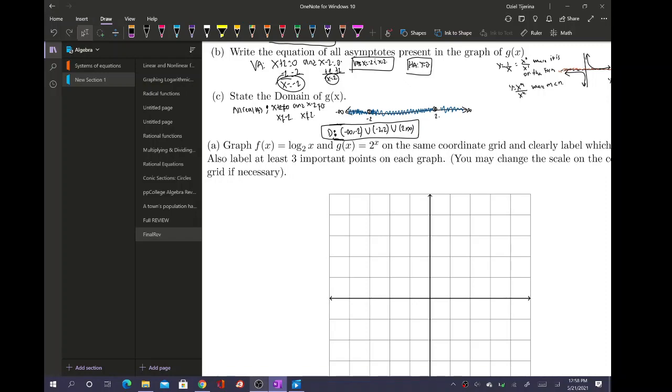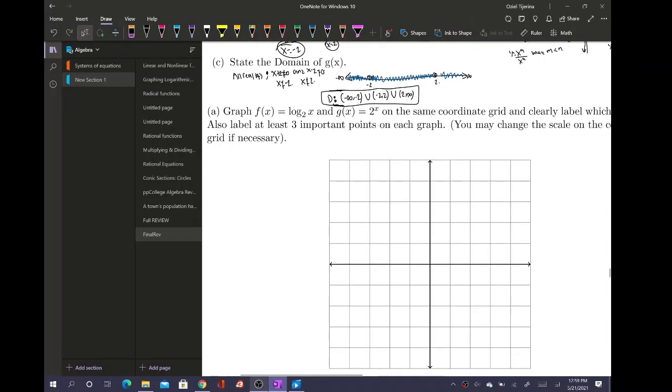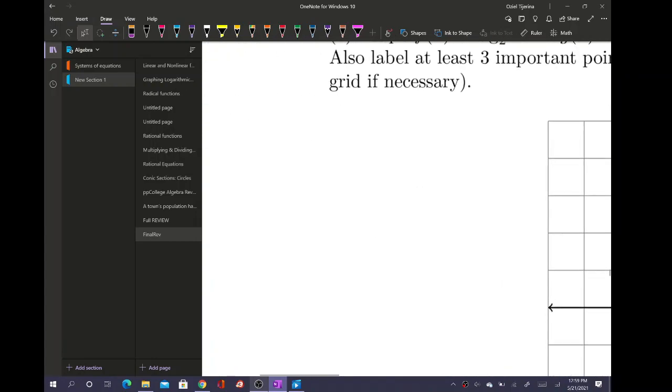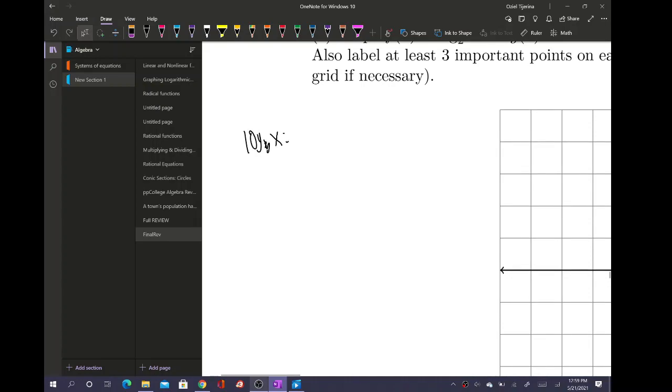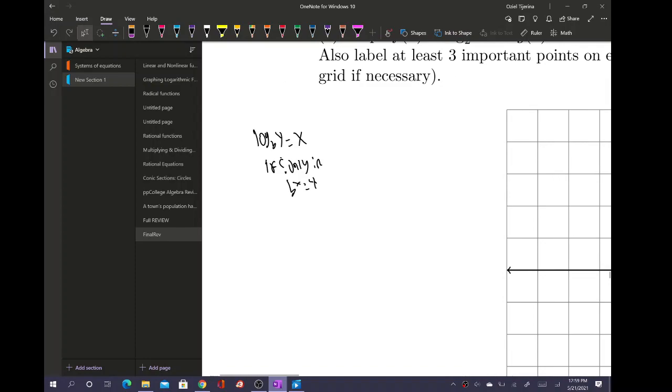One of the things that is very important to notice about these two equations is that, when I say log base b of y equals x if and only if b to the x equals y, this means that they're inverses of each other, right?